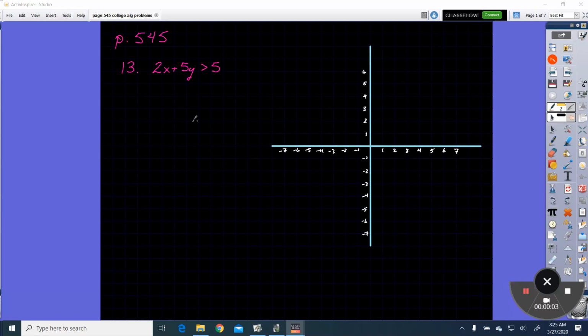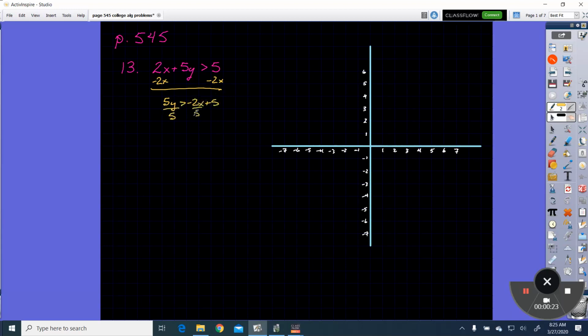Okay, so here's a few problems off of page 545. I thought I'd work some of them out. The first thing, if you have x and y on the same side, especially when you're trying to graph, is to get the y alone. So I minus the 2x, minus the 2x. So 5y is greater than negative 2x plus 5.